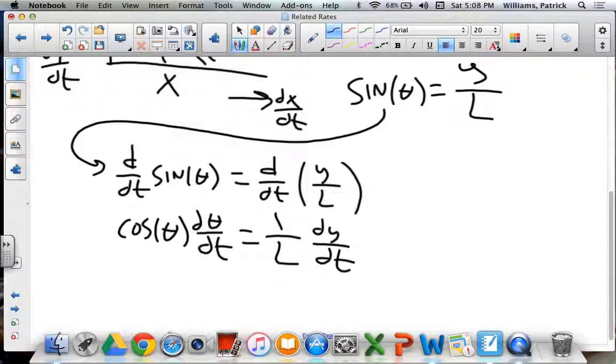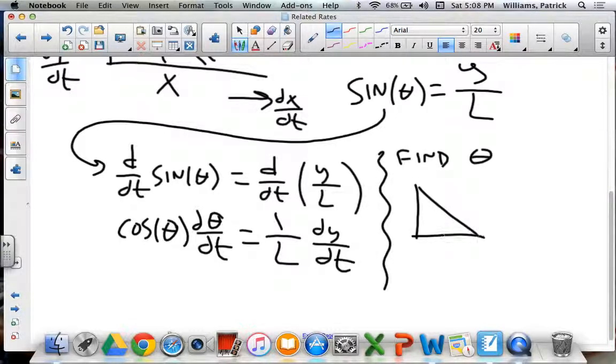Okay, we know L, we know dy dt, we found that in the first problem. We want d theta dt, but we don't know theta. So let's stop here for a second and find theta. Well, we can do that again using trigonometry. If this is theta, and we know L at this moment is 13, y is 5, and this is 12, we can find theta that way.